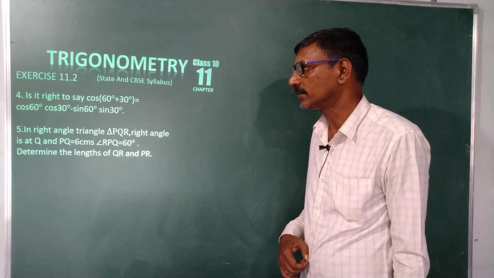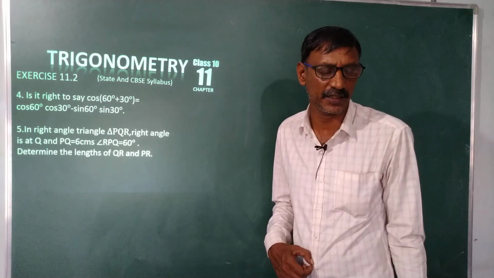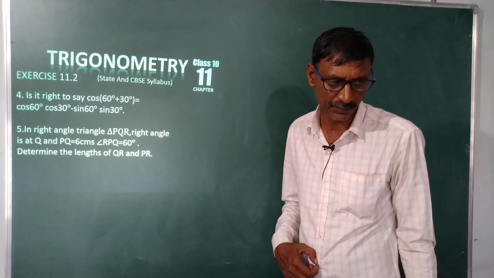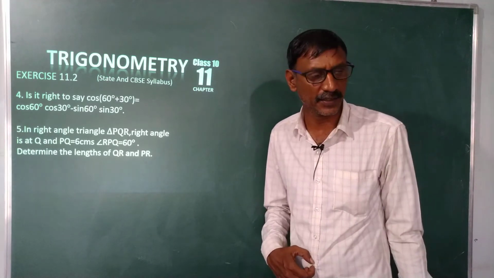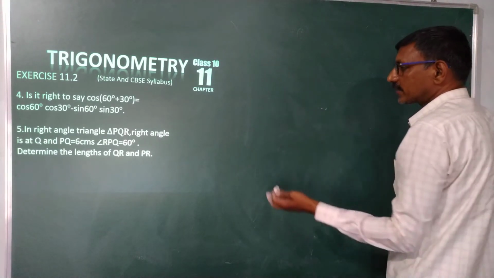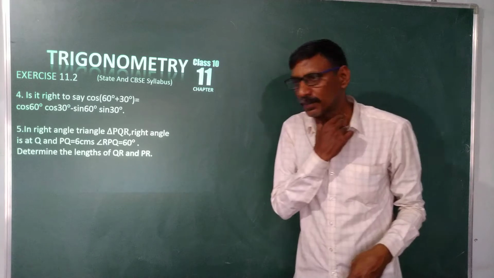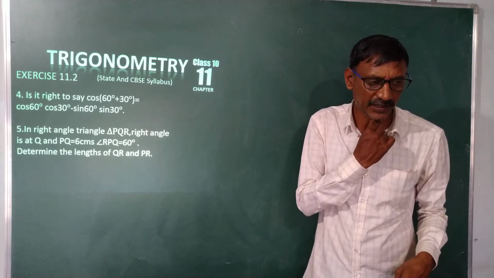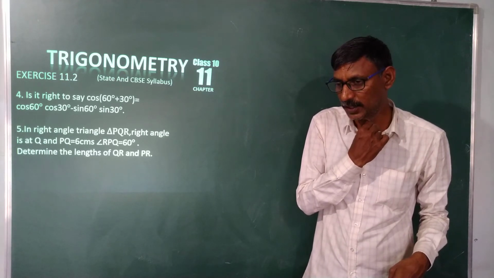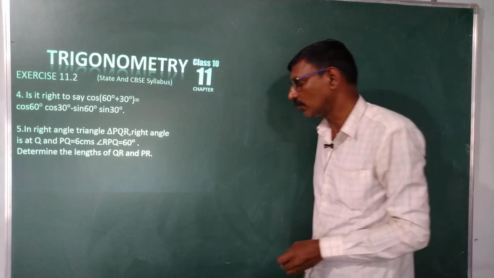In the fourth problem, is it right to say cos of 60 degrees plus 30 degrees is equal to cos 60 cos 30 minus sin 60 sin 30? Yes. We'll say yes or no with the help of some specific angles of sin 60, cos 60, sin 30, cos 30. So we need a table. I told you last class how to prepare a table. Even now I would like to explain it again.